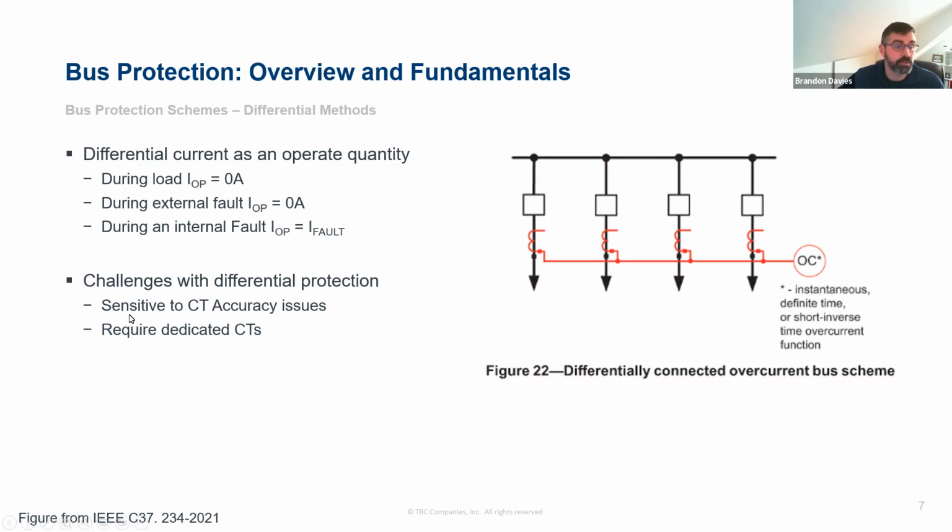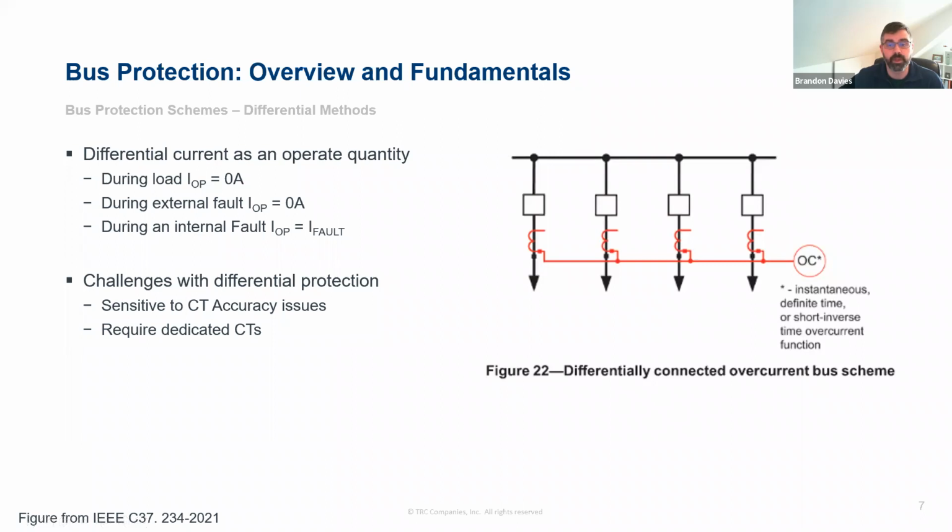Differential protection is generally pretty sensitive to CT accuracy issues. So, any of these current transformers on the circuits, I don't know if anyone else has gone over CT performance in any of the past classes, but the CTs aren't ideal for a full range of currents. Like any transformer, we're trying to step down a current through a ratio.